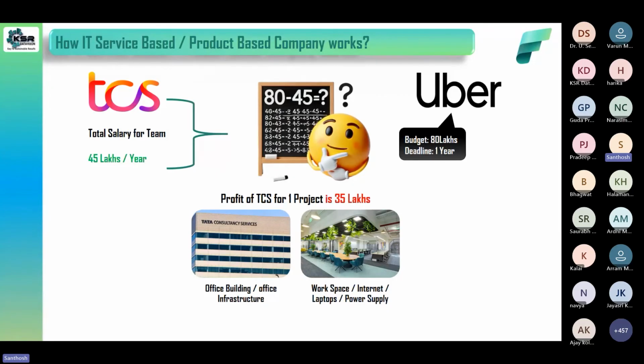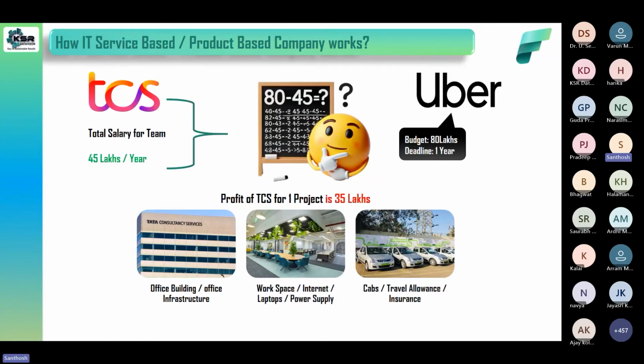Okay, next. We have to provide you cabs as well. We have to provide you the travel allowance. We have to provide you insurance. If something happens, we give you money. Where is this amount coming from?